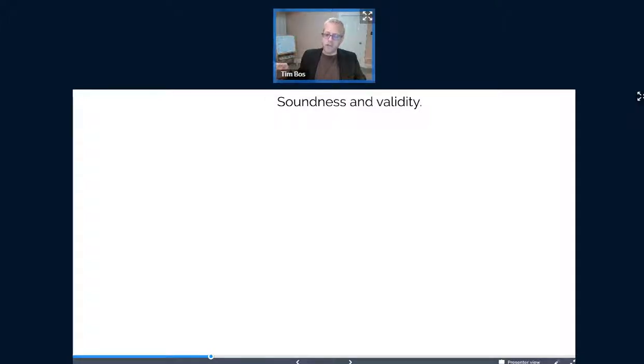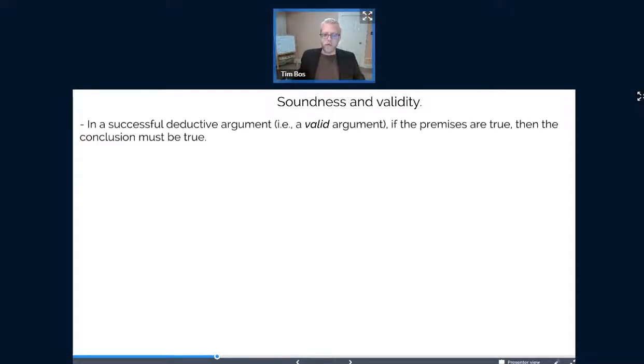Sound refers to deductive arguments that are valid and have true premises. So you need to check for validity and truth. Validity means, do the premises actually support the conclusion? Truth means, are the premises that we're using actually true? Okay, so those two components, you need both of those.